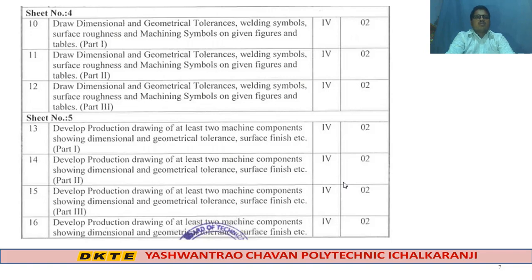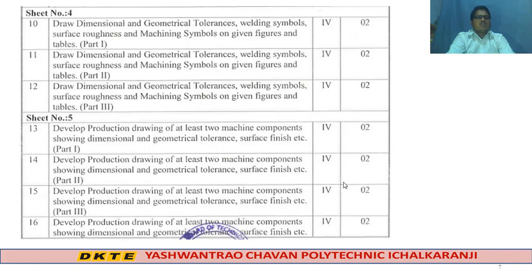In that, geometrical tolerances, welding symbols, surface roughness and machining symbols on given figures and tables. These are all the geometrical tolerances and various symbols given on drawing, and how to give them on drawing and what are their meanings, we will learn here.